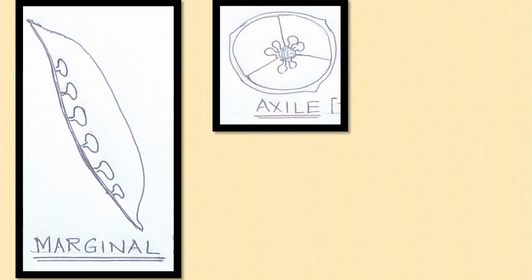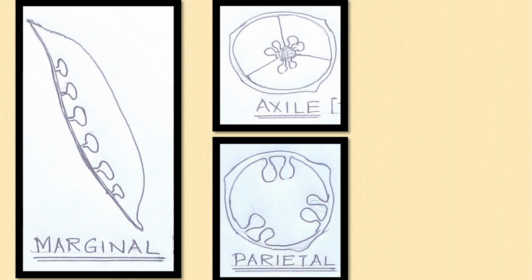Axile placentation. When the placenta is axial and the ovules are produced on the central axis of a multilocular ovary, it is known as axile placentation. Example, tomato, lemon. Parietal placentation. When the ovules are borne on the inner wall of the ovary, which is one-chambered, it is known as parietal placentation, seen in cucumber.